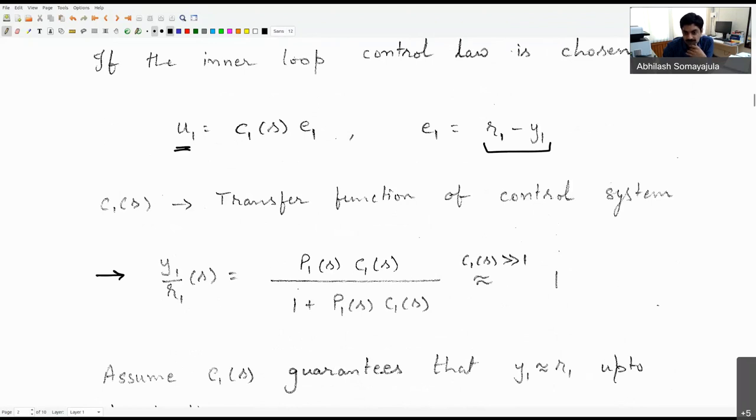Now just see, if the value of C1 is really, really large, and given that the value of the plant is fixed at a certain value, as C1 of S becomes larger and larger, what will happen to this fraction?